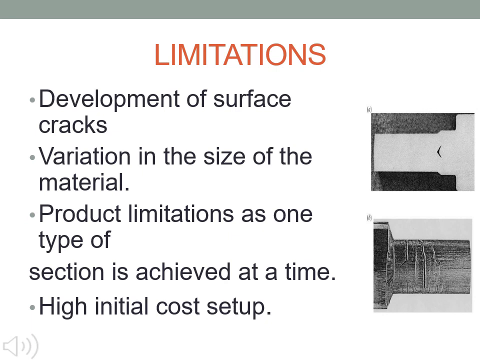And next comes the product limitation, as only one type of cross section can be extruded at a time and not many types, and that is another limitation which can be seen in the forging mechanism. And another thing is the high initial setup cost. Setting up an extrusion forging mechanism which involves a die, and making a die, is also very costly. It's also costly when compared to other techniques like rolling, forging, etc.